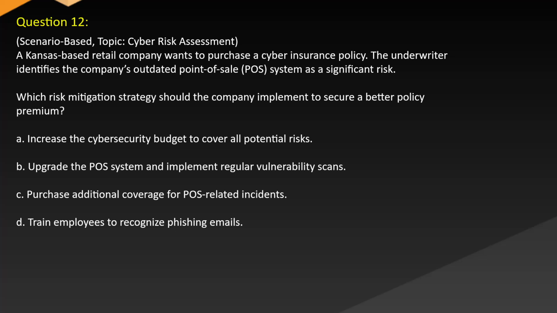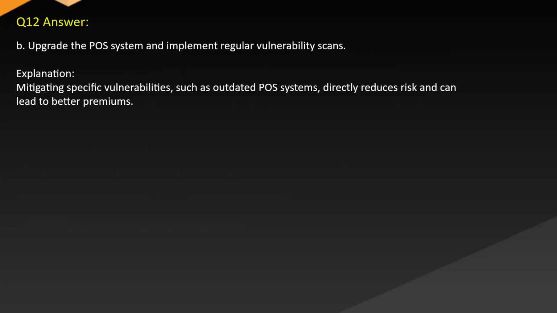A. Increase the cybersecurity budget to cover all potential risks. B. Upgrade the POS system and implement regular vulnerability scans. C. Purchase additional coverage for POS-related incidents. D. Train employees to recognize phishing emails. Answer: B. Upgrade the POS system and implement regular vulnerability scans. Explanation: mitigating specific vulnerabilities such as outdated POS systems directly reduces risk and can lead to better premiums.